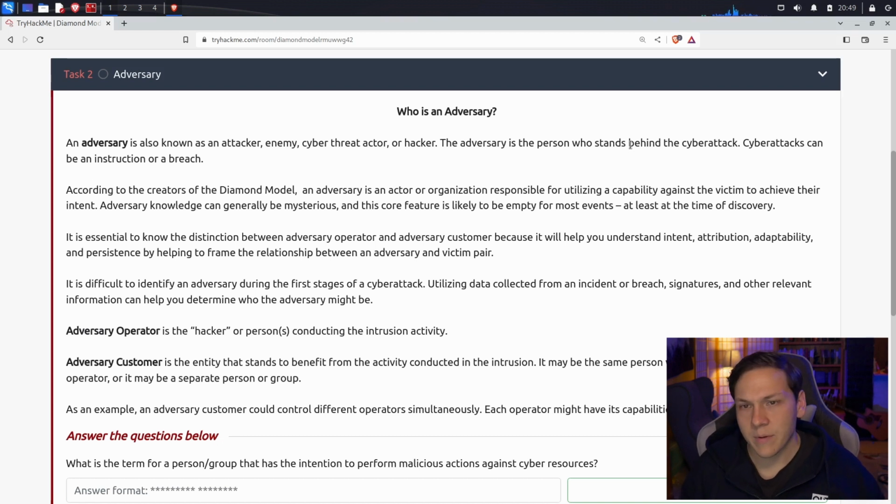According to the creators of the Diamond Model, an adversary is an actor or organization responsible for utilizing a capability against the victim to achieve their intent. Adversary knowledge can generally be mysterious, and this core feature is likely to be empty for most events, at least at the time of discovery. It is essential to know the distinction between adversary operator and adversary customer, because it will help you understand intent, attribution, adaptability, and persistence by helping to frame the relationship between an adversary and victim pair. It is difficult to identify an adversary during the first stages of a cyber attack.